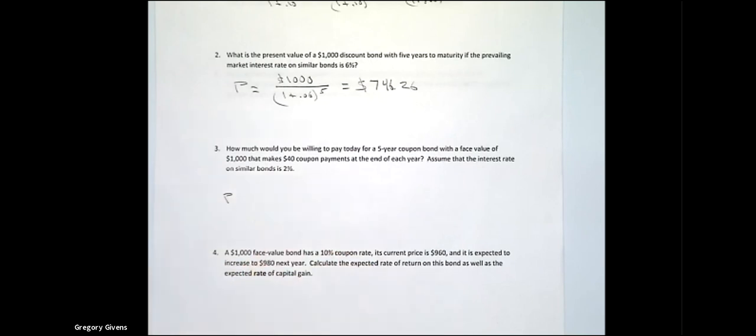Again, we just apply the present value formula. Now, we could do this the brute force way, right? And sum up, what, 6 present value terms? You would get a coupon payment of $40 at the end of every year over the next 5 years, plus the $1,000 face value at maturity.